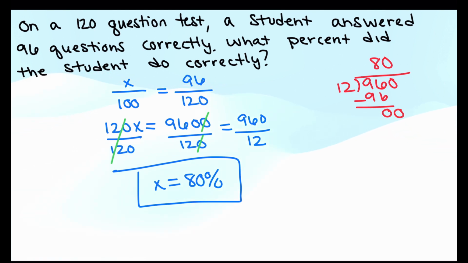Because I used a proportion, the 80 is my percentage. I don't have to move the decimal. So x equals 80. My final answer would be 80%. The student got 80% of the questions correct.